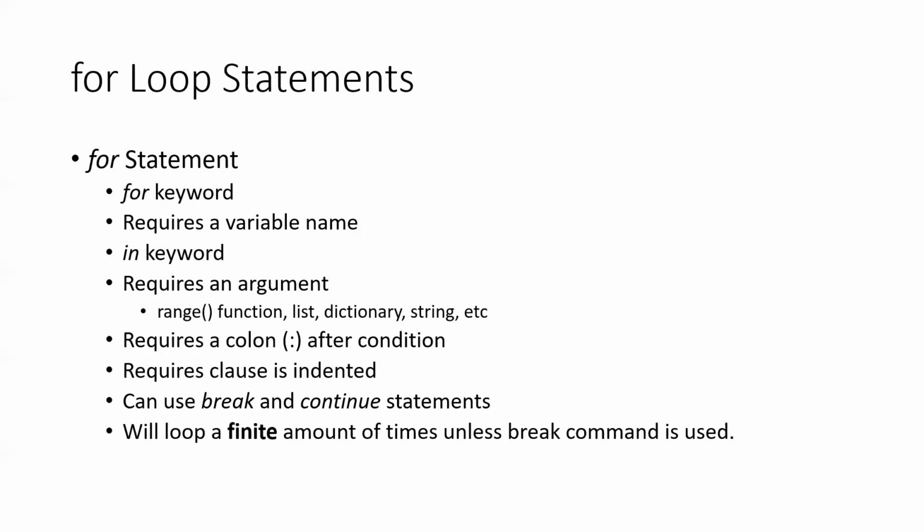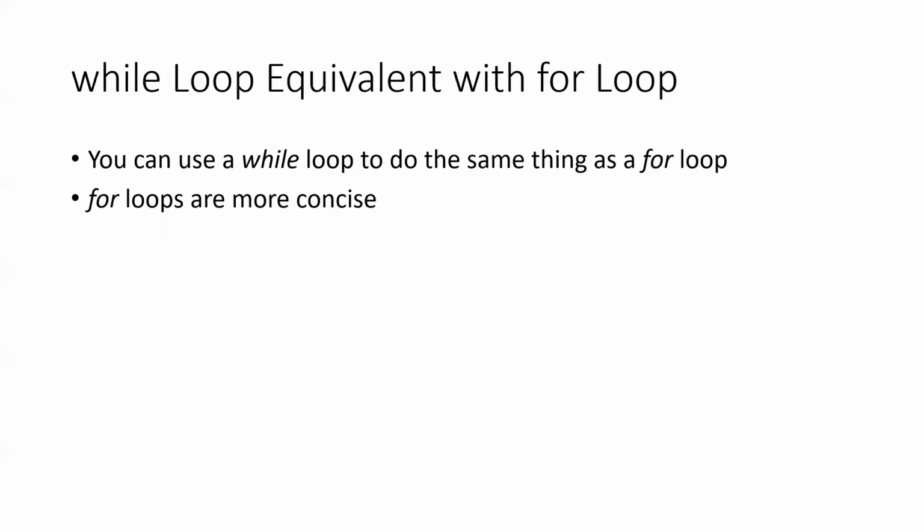So that's a big difference between while and for loops. You can use a while loop to do the same thing as a for loop. However, for loops are more concise.